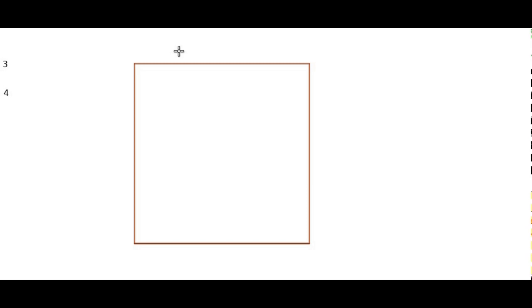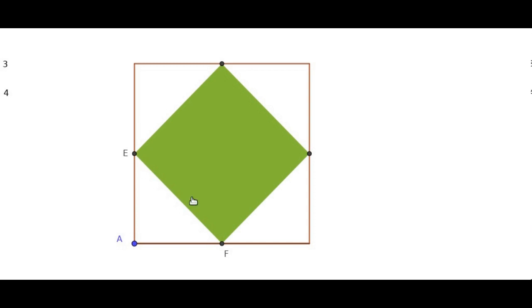Look at the screen. This is a square of side 1 unit, so its area is 1 square meter. Now we can make another square by joining the midpoints of the sides of the square. For this, first mark the midpoints. These are the midpoints of the square, and joining these midpoints successively, we get a second square, a green colored square.